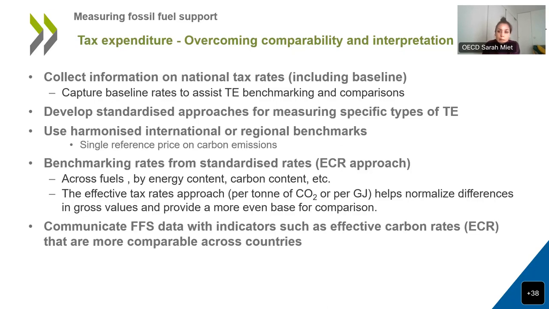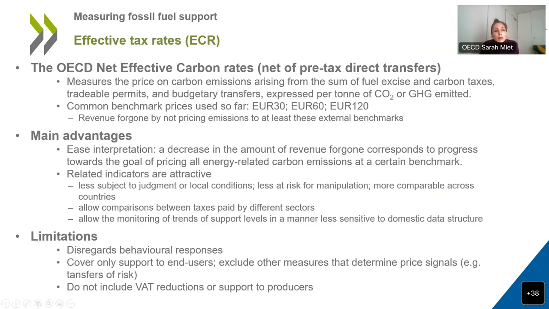And so the OECD has done some work recently in this area. As many of you may be aware, it has been calculating the effective carbon rates for some time now, and we have gone one step further. We have now built what we call the net effective carbon rates, which measure the price on carbon emissions arising from effective carbon rates, which include fuel excise and carbon taxes and tradable permits. And we have deducted, using the OECD inventory data, direct transfers to fossil fuel suppliers and end users that can be assumed to decrease the pre-tax prices of fossil fuels. A typical example is budgetary transfers that compensate fuel suppliers for providing fossil fuels at prices that are regulated below market levels.